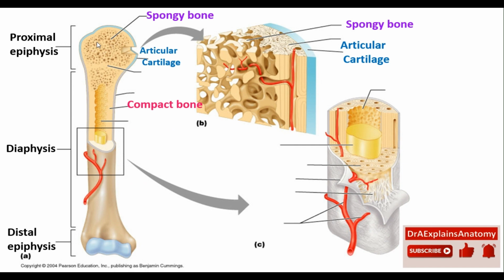Also, we can see the second type of bone, the compact bone right here. It is much more dense.